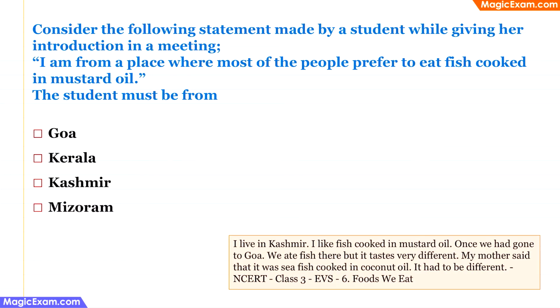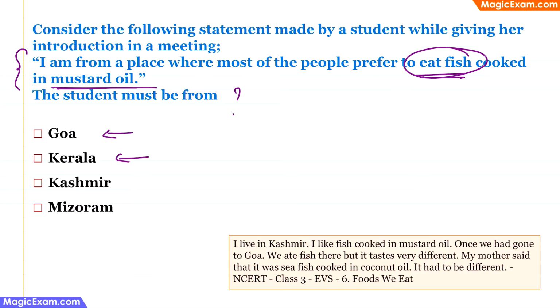Consider the following statement made by a student while giving her introduction in a meeting. I come from a place where most of the people prefer to eat fish cooked in mustard oil. So the student must be from which of the following places? Now, this is a very tricky question because the moment you hear fish, you will think about Goa or you will think about Kerala.